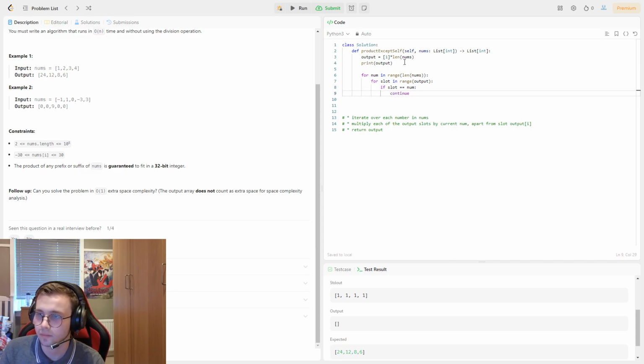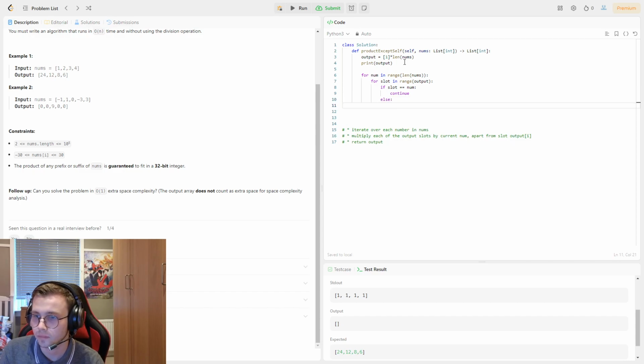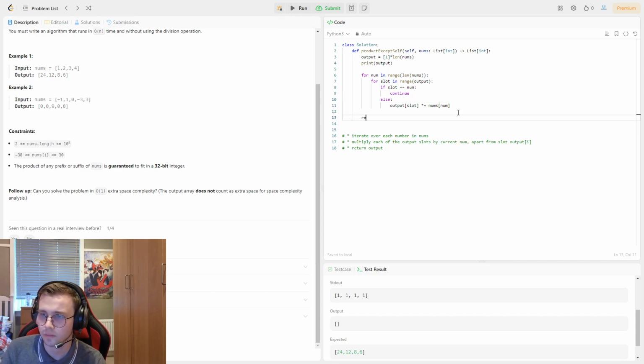continue, else output slot times equals nums num. Does that make sense? Return output.